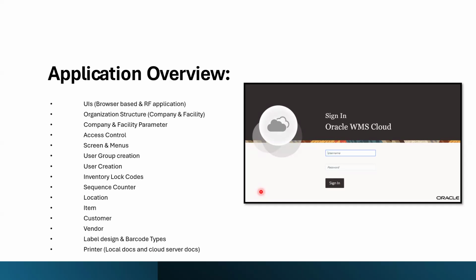So we'll go through the UI org structure, the parameters we have, like company parameter and facility parameter in WMS, then access control. Like in EBS you have responsibilities, right? That will restrict or allow you some access. The same thing we have in WMS.